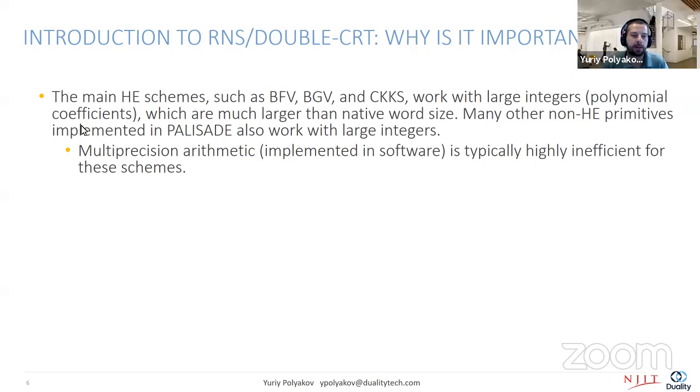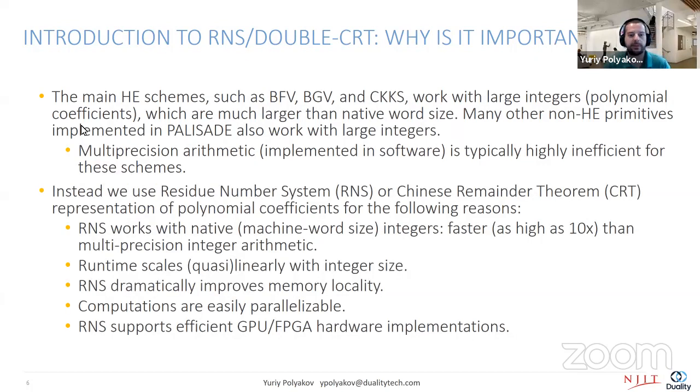The conventional solution to support those large integers is to use multi-precision arithmetic, which is typically inefficient. We all started with this multi-precision arithmetic, except maybe for HElib, where Shai and Victor initially started with double CRT, but the original versions of CKKS and BFV were all multi-precision. And we saw that this approach gets very challenging, especially as we increase the size of integers.